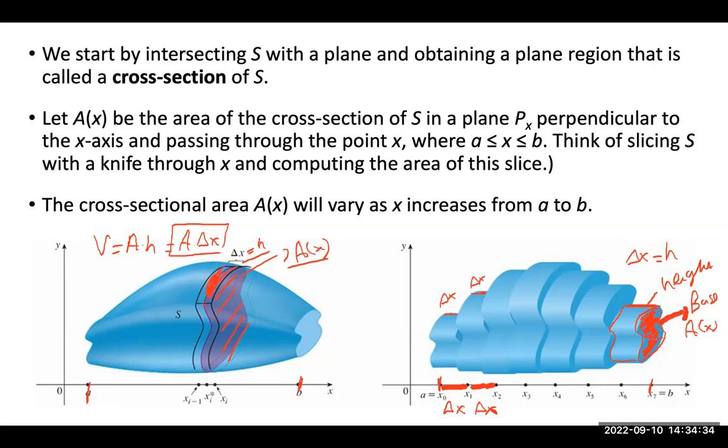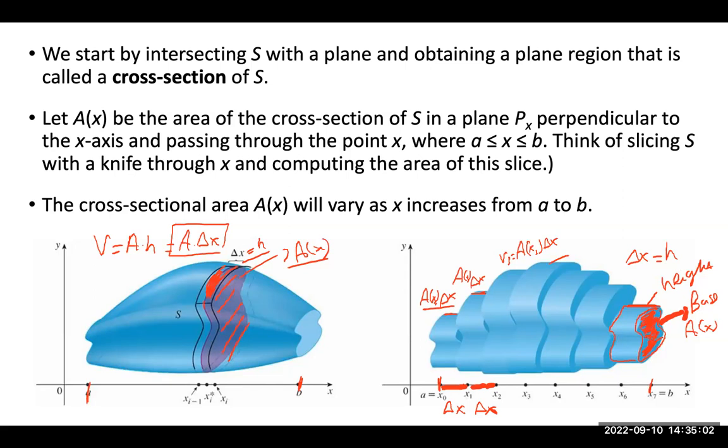Well, what are we going to do? We're going to do it for all of them. Volume 1 is going to be the area right here times delta X. Volume 2 is going to be the area times delta X. Volume 3 is going to be the area times delta X. And you do this over and over. Once you add all of them, you end up getting the approximate volume of the entire thing.